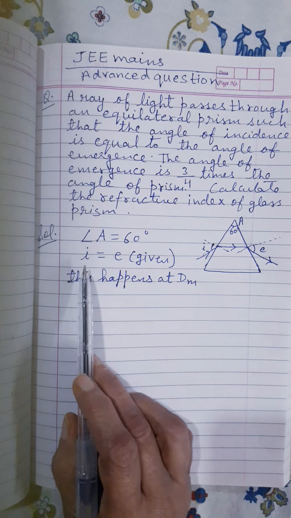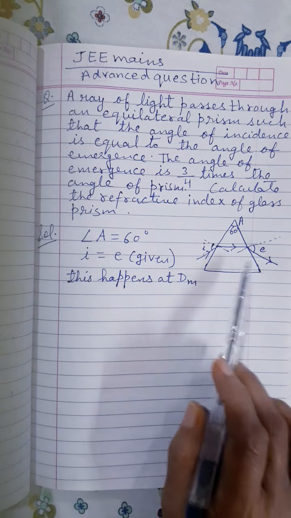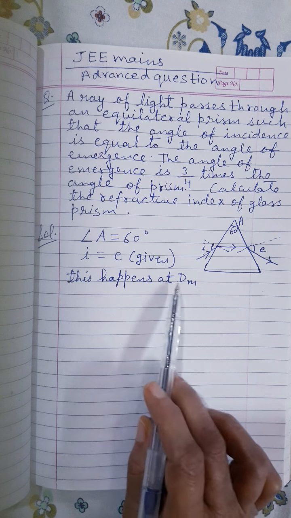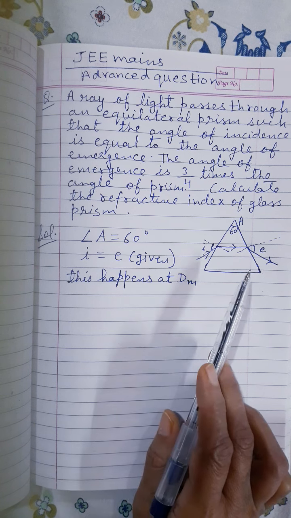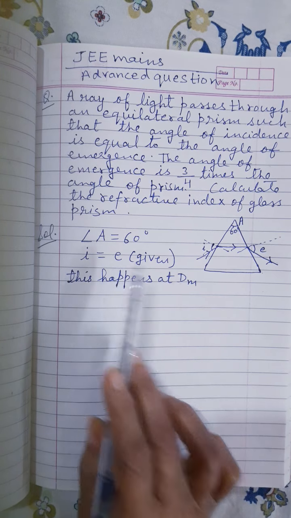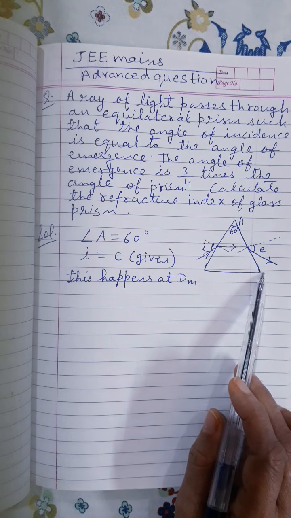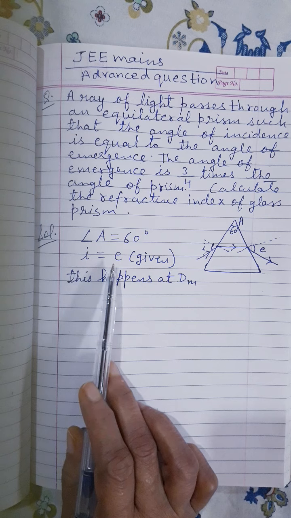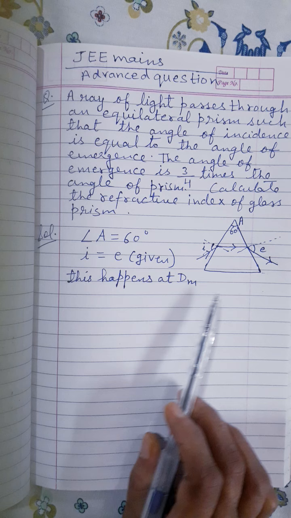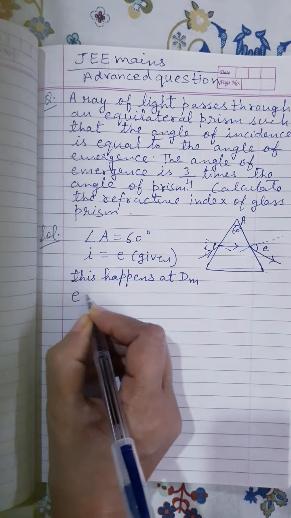And if it is given that angle I is equal to angle E, it means this is the case of angle of minimum deviation, which is called as DM. Whenever there is angle of minimum deviation, there are two conditions for this to occur. Number one is angle I will have to be equal to angle E. Number two is refracted ray will be parallel to the base of the prism. In this question, angle I is equal to angle E given means it is all happening at angle of minimum deviation.